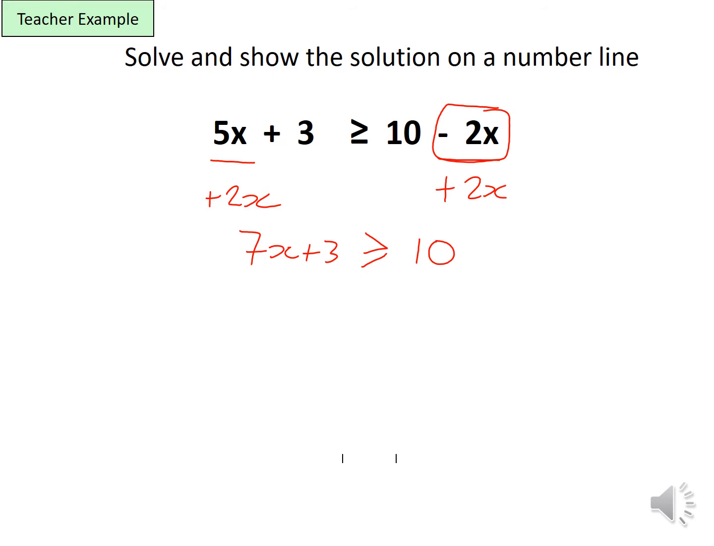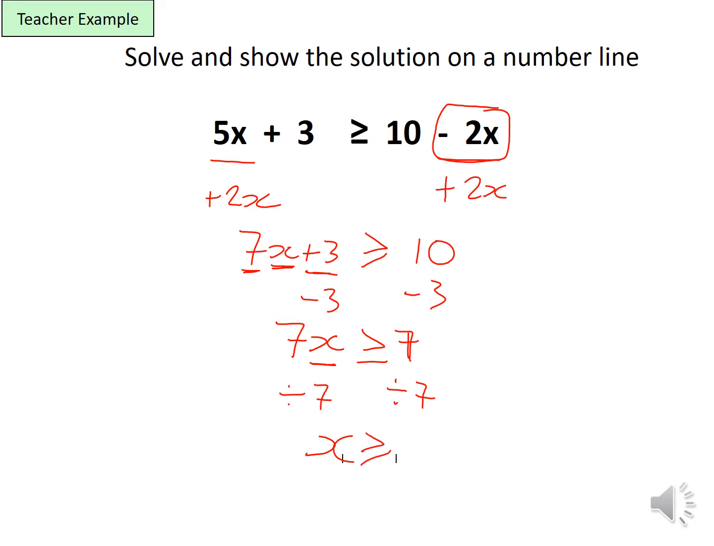Now have a look at the left hand side. I think of a number, I times it by 7 and I add 3. The last thing I did was add 3, so I'm going to subtract 3 from both sides. I now have 7x is greater than or equal to 7. Now I think of a number and I times it by 7, so the inverse of times 7 is to divide by 7 on both sides, and now I have x is greater than or equal to 1.